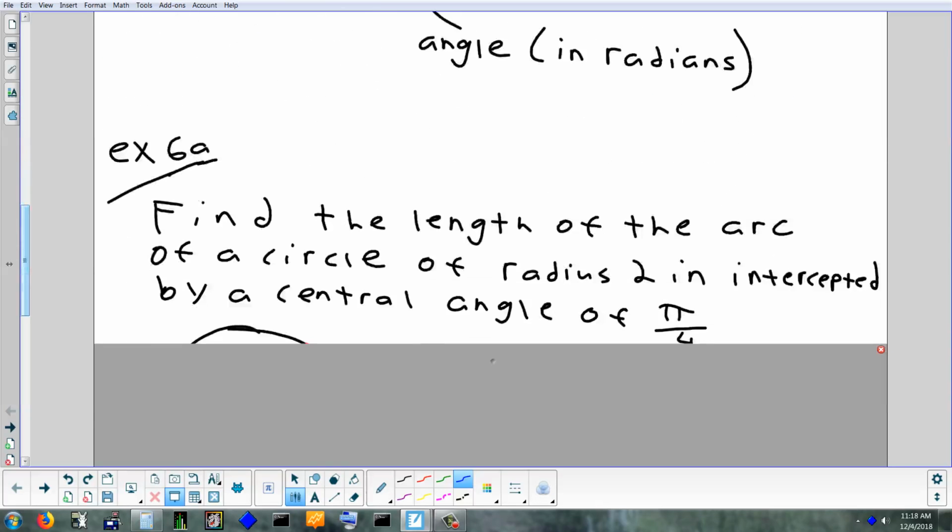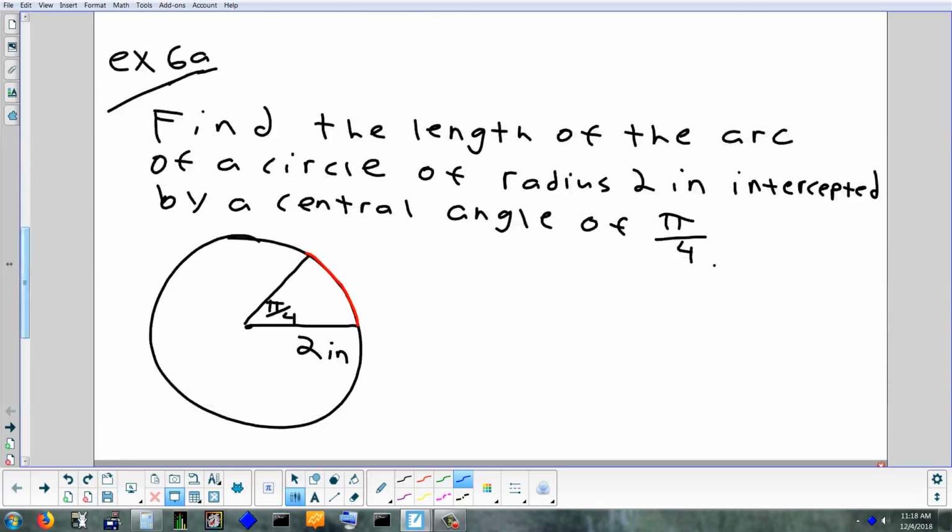So sometimes when they give you a problem, they'll just write it out. Sometimes they'll draw a picture of it. Sometimes they'll do both. So in this one, I did both. I want you to find the length of an arc, which I drew in red, of a circle. The circle has a radius of 2 inches, and the angle is pi over 4. There's no degree mark, so we know it has to be what unit? It's in radians. Yep.